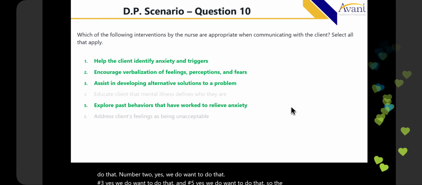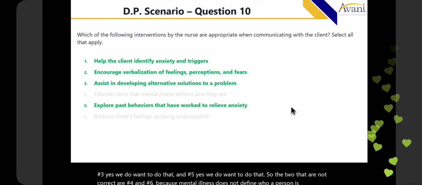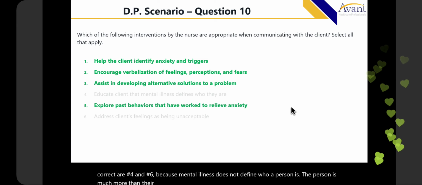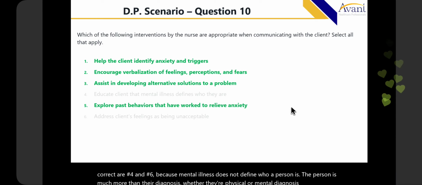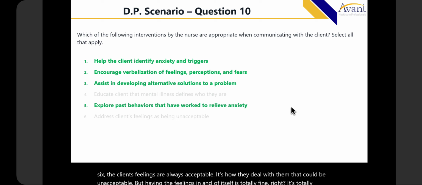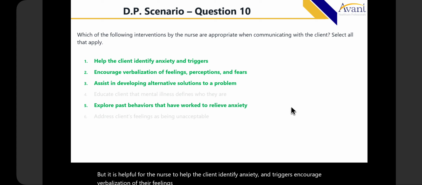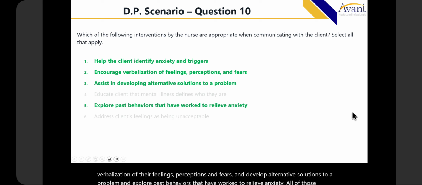So the two that are not correct are number 4 and number 6, because mental illness does not define who a person is. The person is much more than their diagnoses, whether they're physical or mental diagnoses. And number 6, the client's feelings are always acceptable. It's how they deal with them that could be unacceptable. But having the feelings in and of itself is totally fine, right? It's totally acceptable. But it is helpful for the nurse to help the client identify anxiety and triggers, encourage verbalization of their feelings, perceptions, and fears, and develop alternative solutions to a problem and explore past behaviors that have worked to relieve anxiety. All of those are correct.